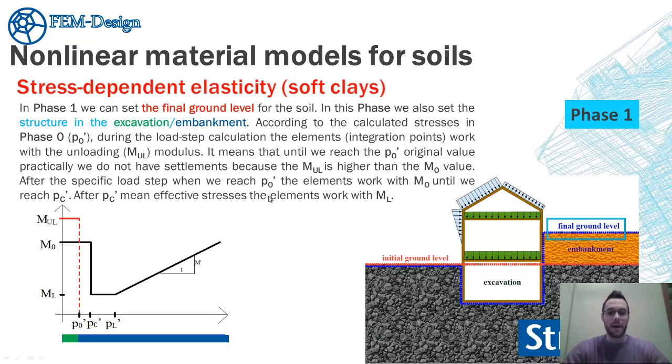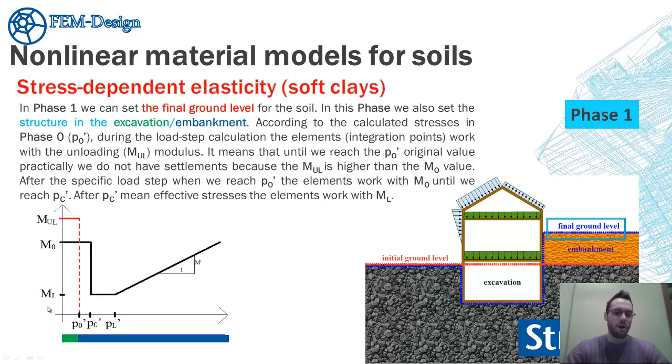excavation or in embankment. So according to the calculated stresses in phase 0, during load step calculation, the elements' integration points work with the unloading modulus. It means that until we reach the P0 original value, practically we do not have settlements, because the M_UL is much higher than the initial compression modulus value. So after the specific load step we reach the P0 value, and then the elements work with the M0 value until we reach the pre-consolidation pressure. So after this PC mean effective stress, the elements work with the ML value here.